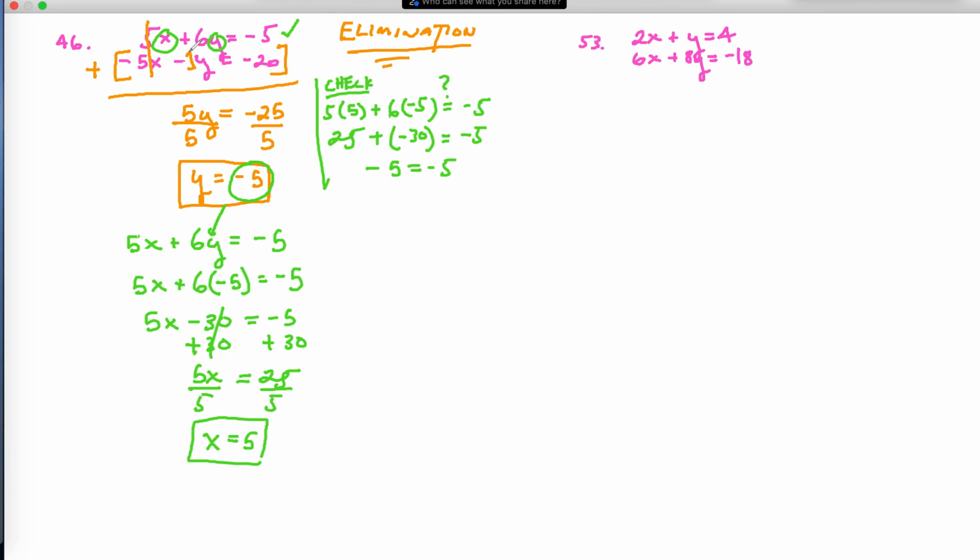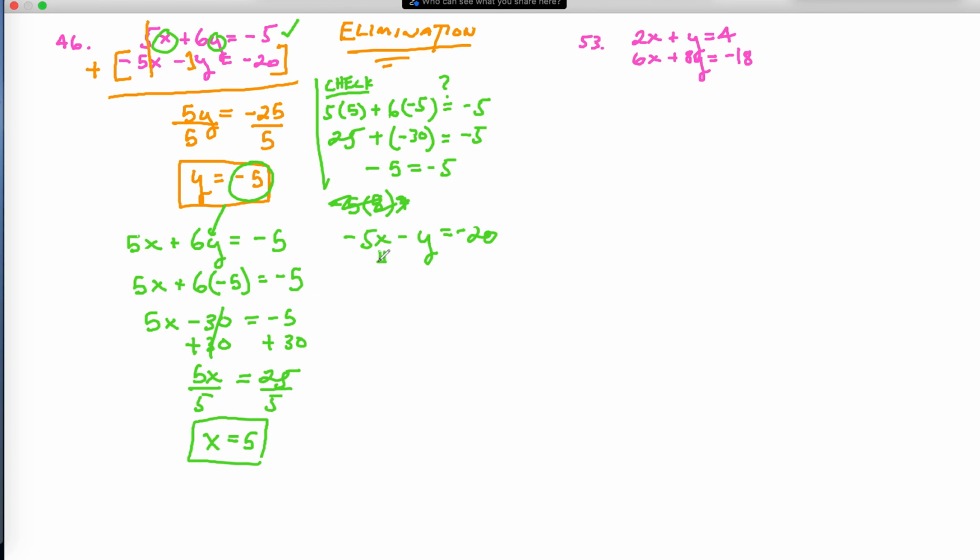Now I have to check to see if it works for the bottom equation. So let's see if it works for the bottom equation. 5 times, instead of writing x, I write 5 plus... what's the equation? You want to be careful. Negative 5x minus y equals negative 20, alright?